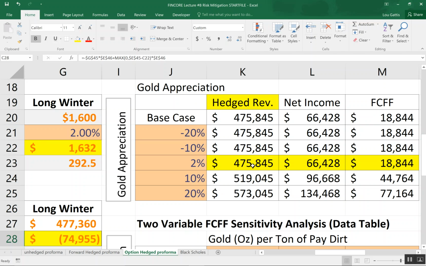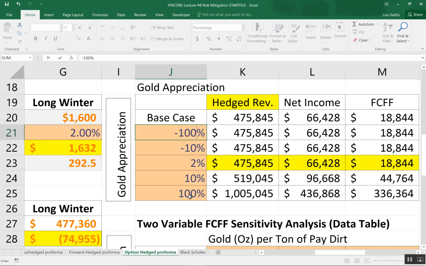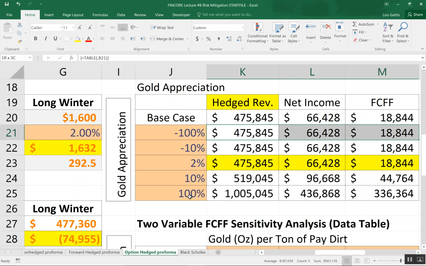However, the nice thing versus a forward contract is if gold prices go up, Todd's revenue, income, and free cash flow go up. So if gold prices double, they go up 100%, Todd's a millionaire. If he had a forward contract, he'd be locked into the forward price. And if gold prices go down 100%, they go to zero, Todd still makes the same amount of profit.